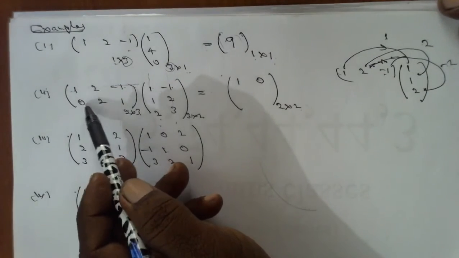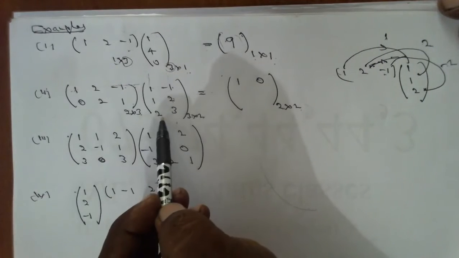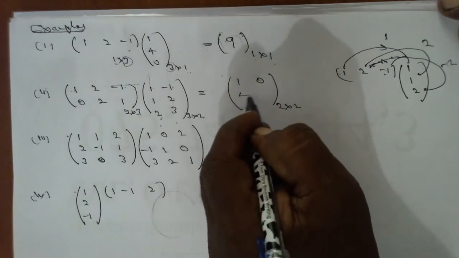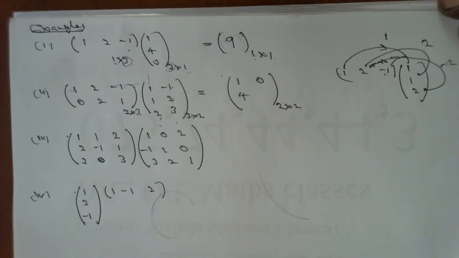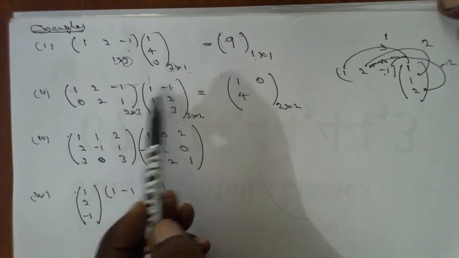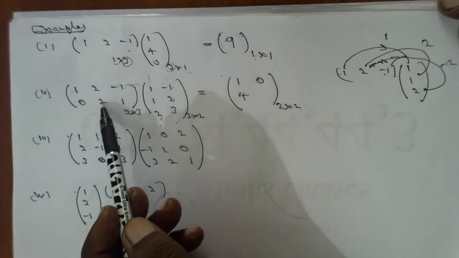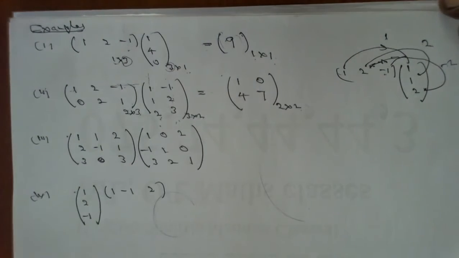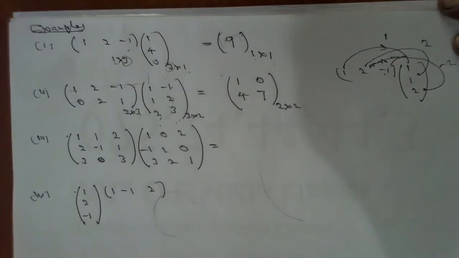Then you multiply this row and this column. 0, 2, 2, 4. Okay. Then you multiply this row and this column. 0, 4, 3, 7. Correct or wrong? Yes, sir. 7. Then, can you try the other one?